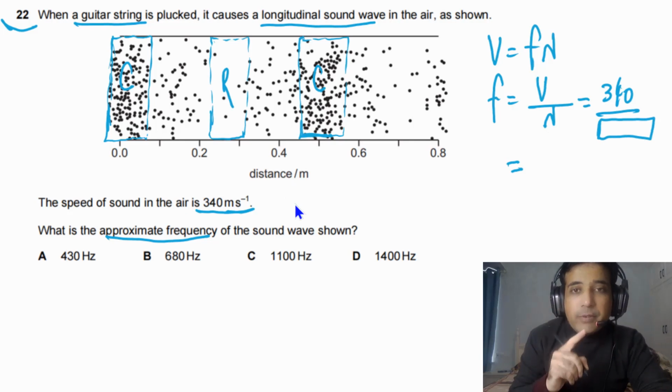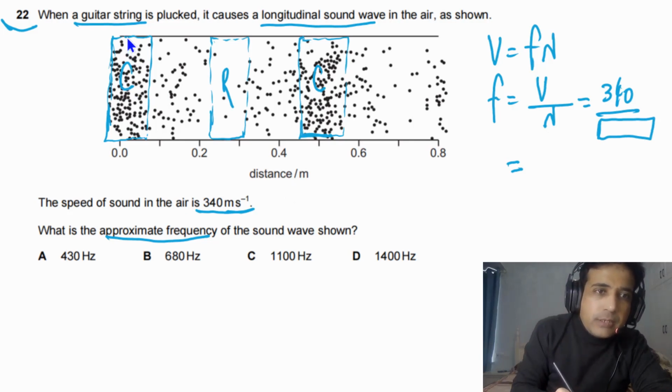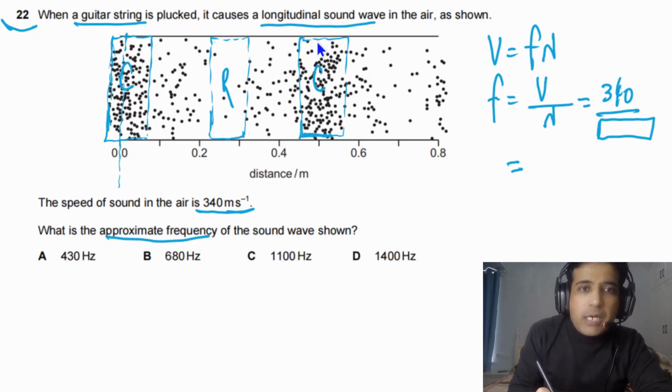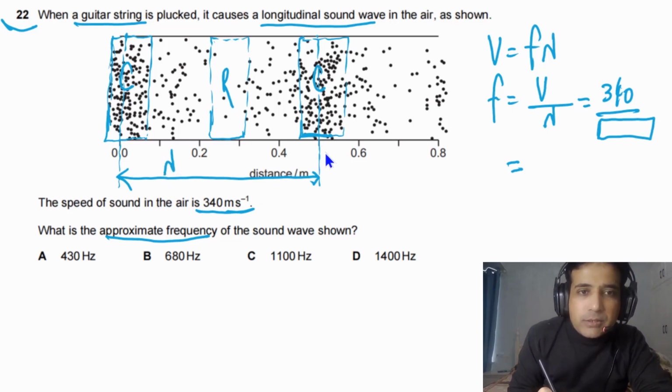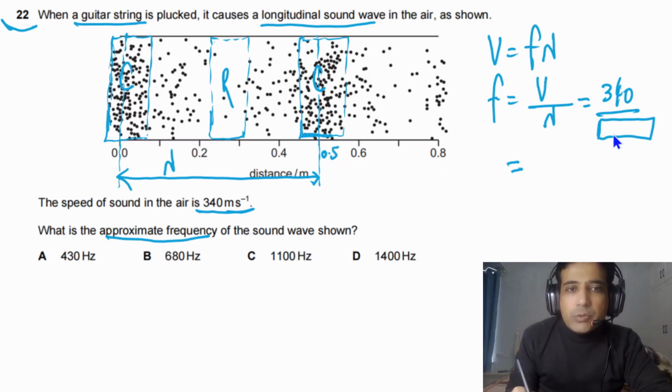The wavelength for a longitudinal wave is the distance between two consecutive compressions or rarefactions. So in this case, we can find the distance between two consecutive compressions, and that distance will be equal to 1 wavelength, lambda. And this distance in this case is equal to 0.5. So lambda is equal to 0.5 meters. So we can write down the value of lambda here.